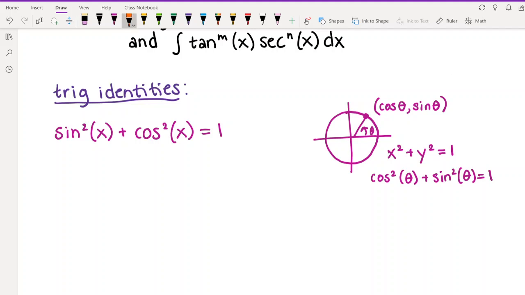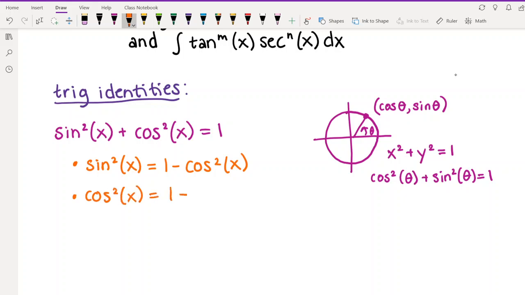And so with this identity, there are a couple of different ways that you can rearrange it that will be useful to us. One of those is, if we want to express sine squared, we can write it as 1 minus cosine squared. And if we want to write down cosine squared, we can express it as 1 minus sine squared.